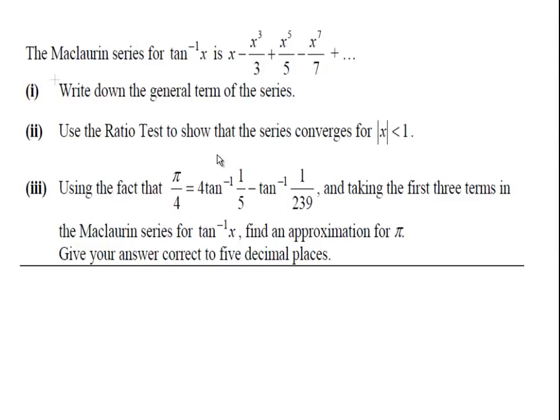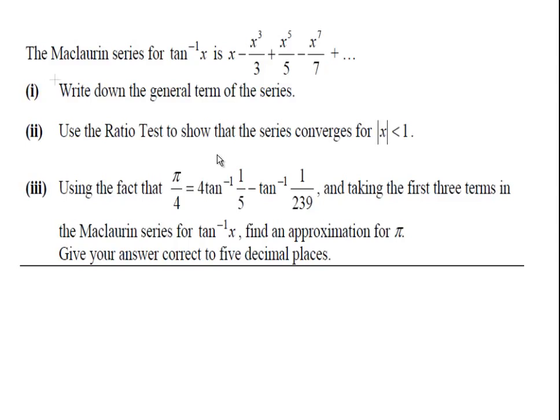Okay, in this presentation, this is a continuation on the Maclaurin series stuff. The Maclaurin series for tan to the minus 1 of x is x minus x cubed over 3 plus x to the 5 over 5 minus x to the 7 over 7. Write down the general term for the series.